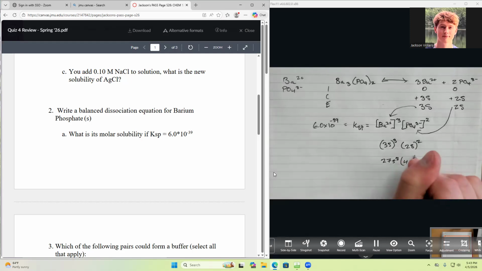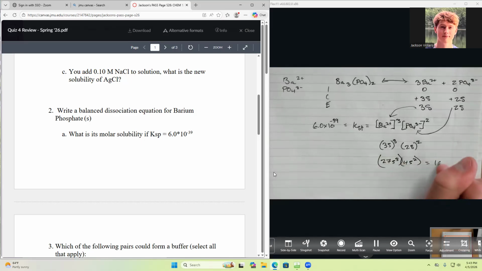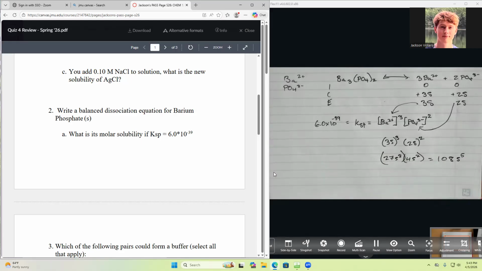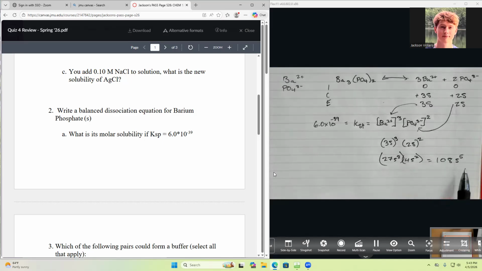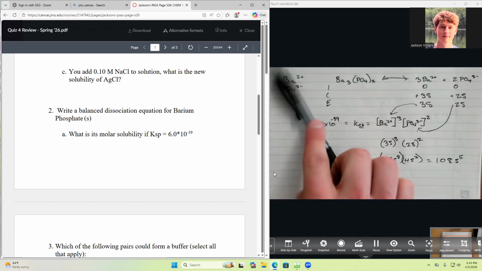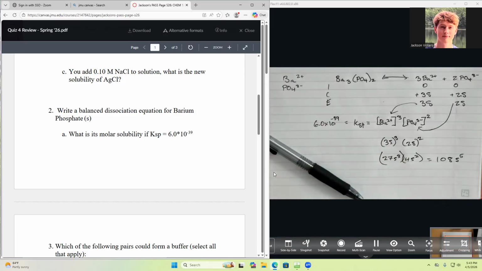So this is really 108s to the fifth. This is probably the biggest type of problem you'd get like this, 108 s to the fifth. And so now we have the thing that we need. We solve for s, and we know that Ksp is 6 times 10 to the negative 39. So I'm going to divide this number by 108 and then take the, I don't even know what that's called, 1 to the fifth root or something like that.